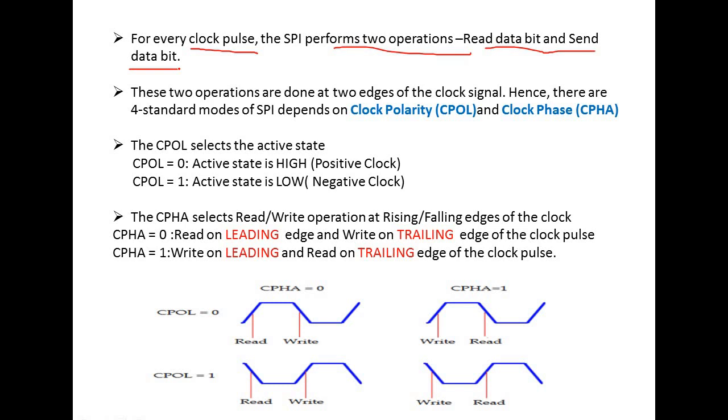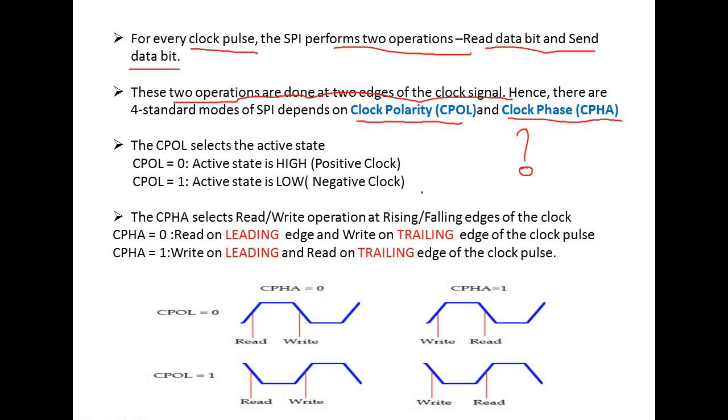Because it is a full duplex communication. And generally these two operations are done at two edges of the clock signal. And so, depending upon the clock polarity and clock phase, there are 4 standard modes for SPI. And these two bits, clock polarity and clock phase, determine when the data transmission starts and what type of operation is to be performed when. That is, reading operation or writing operation, depending upon the clock.